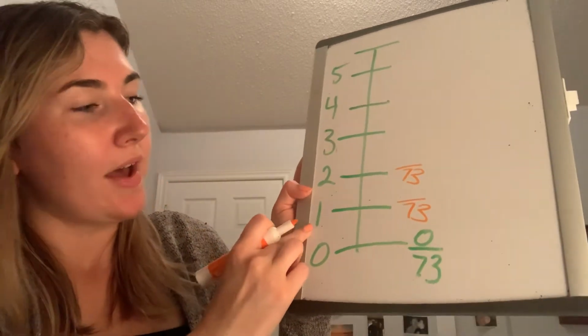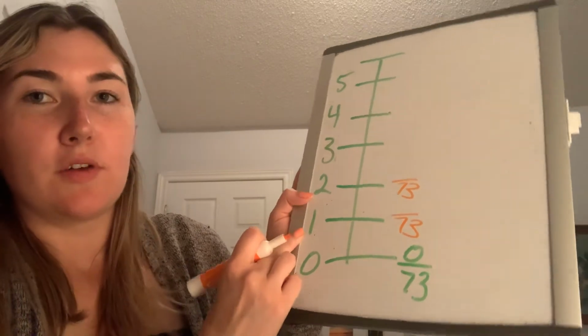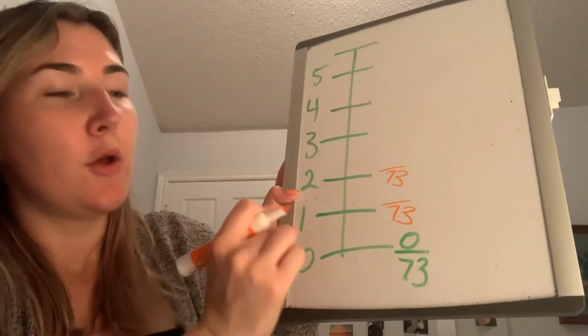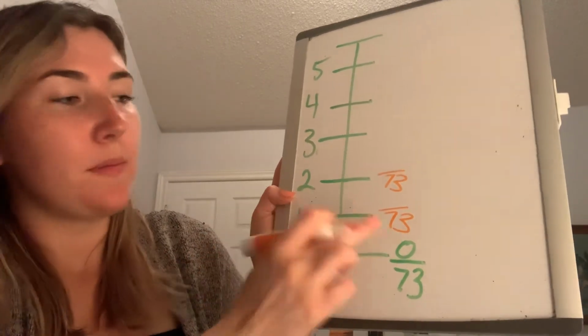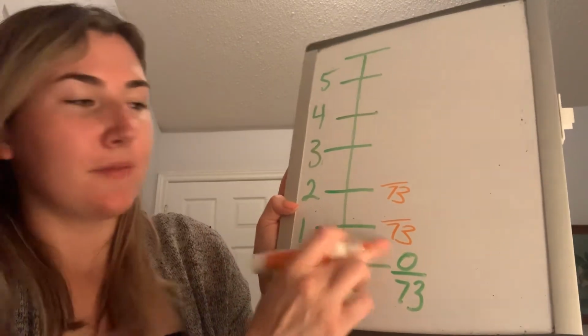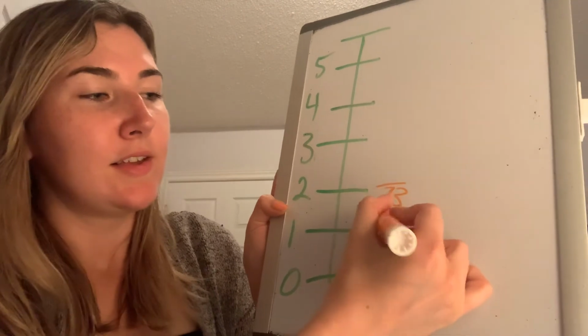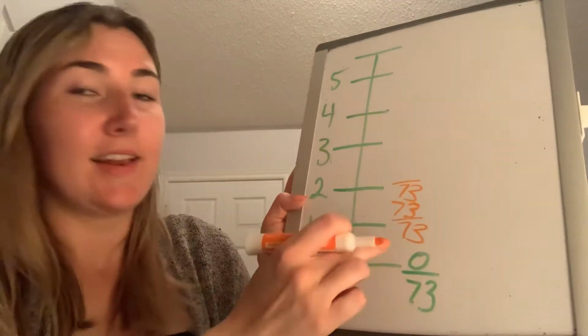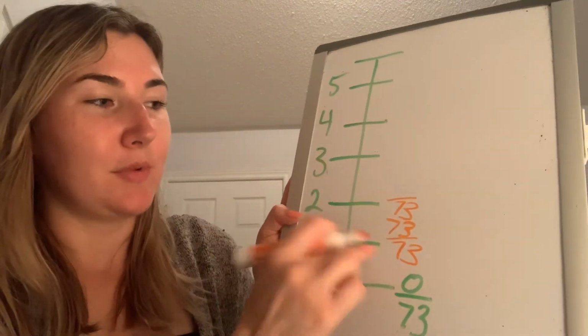So next we have 1. Now to solve with the whole number of 1, we always multiply the whole number by the bottom number. So we have 1 times 73, which will give us 73, since anything times 1 is the number itself.